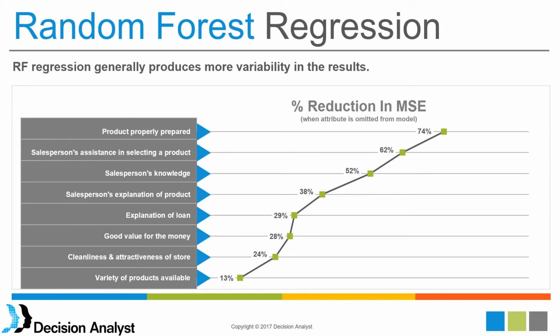There's a top tier of 3 attributes, and then there's a big gap between the 52% and 38%. This really helps your internal stakeholders decide, oh, there are some very important things that we need to work on and some items that we can look at for later.